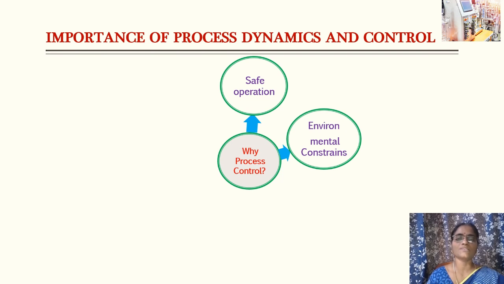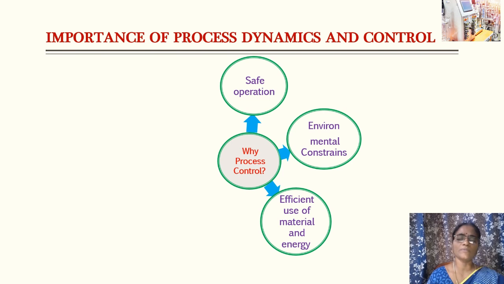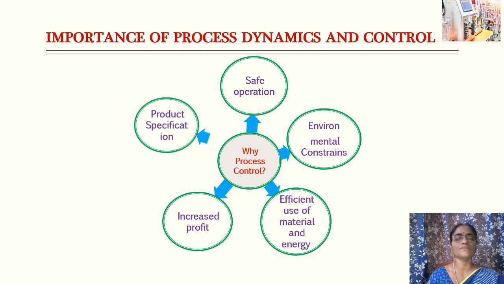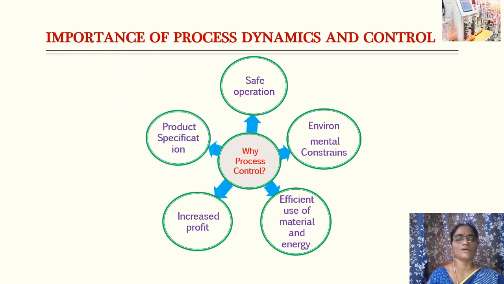If we apply process dynamics and control, the pollutants let into the environment are also very less, so environmental constraints are met. Because of this, there will be efficient use of material and energy, which increases the profit of the process. Because of increased profit, we can handle the entire process in an economic way, and we can achieve product specification. These are some of the importance of process dynamics and control.